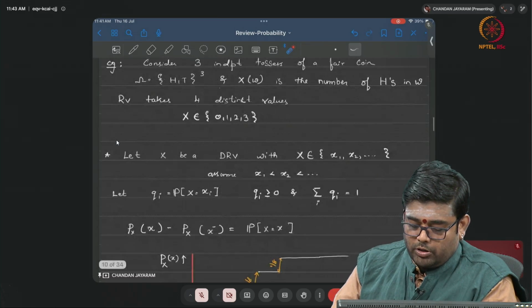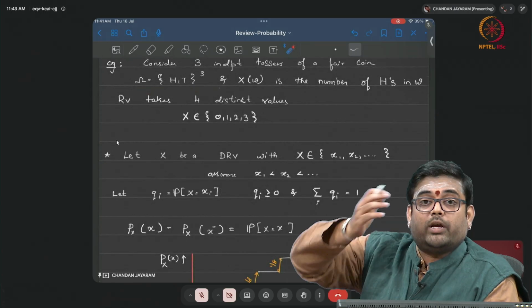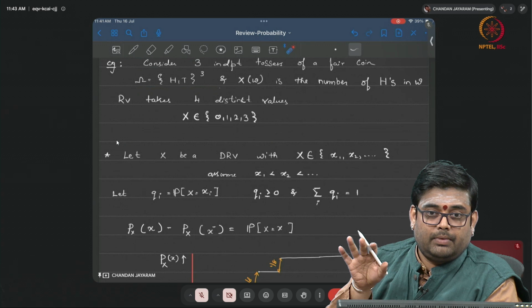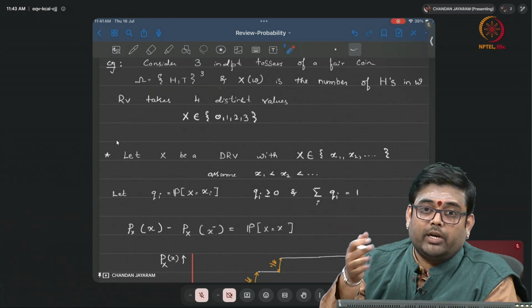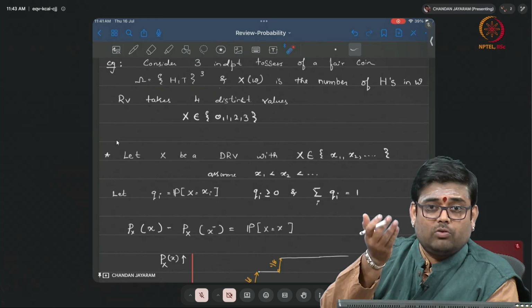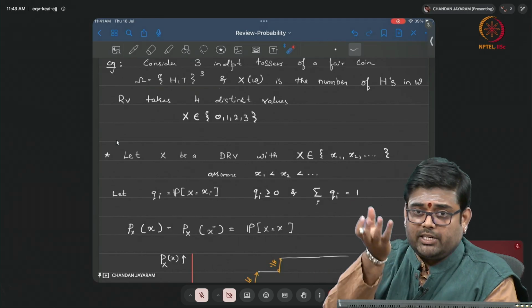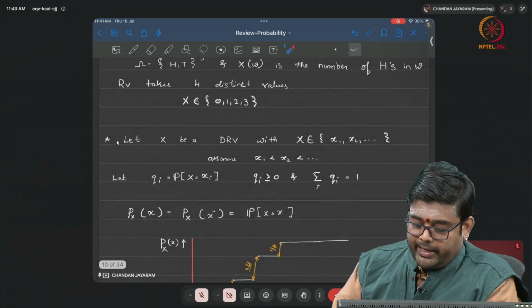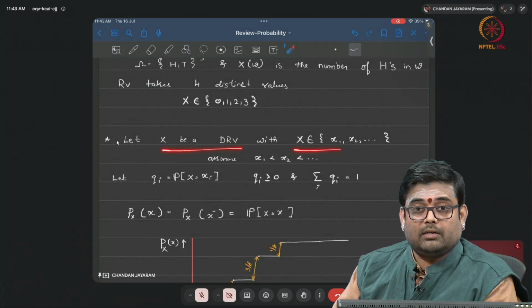Fine. Now as I told you, you perform the same experiment and then you can have a different random variable, which is how many tails are there. Okay. In that case, let us say that random variable you are calling y, what are the values that it can take? You can just go ahead and do it as a very small exercise.